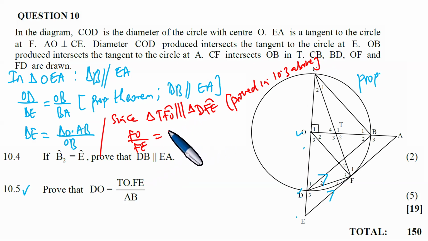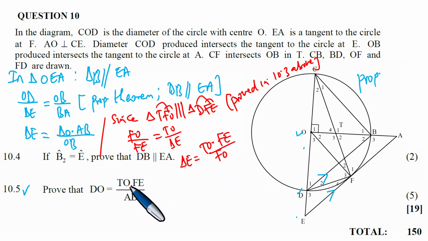Okay, at this point, then you can say FO over FE is equal to TO over DE. Okay, we're just mentioning the things that appear. And then you can make DE the subject out of this. DE is going to be TO FE over FO.